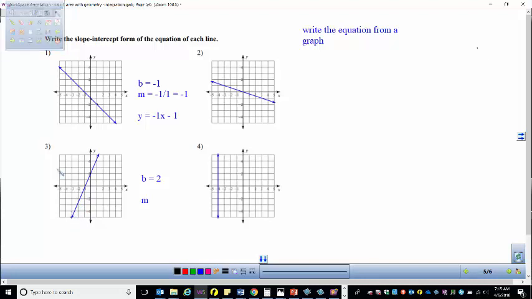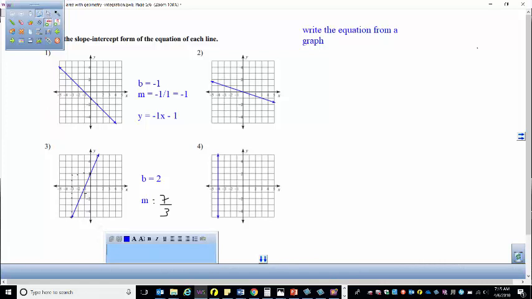So then I have to count. I have 1, 2, 3, 4, 5, 6, 7. So that m would equal 7. And then I went over 1, 2, 3. So that's 7 over 3. So then I need to write my equation. My equation would be y equals 7 over 3 x plus 2.